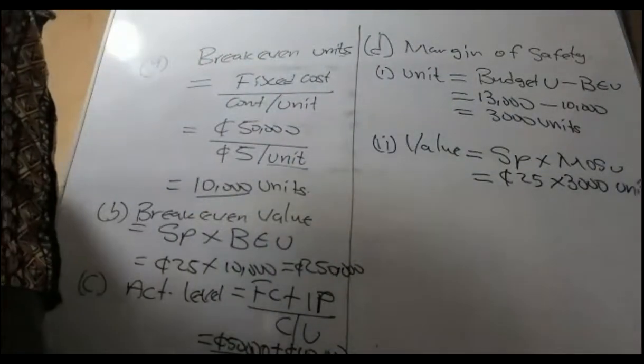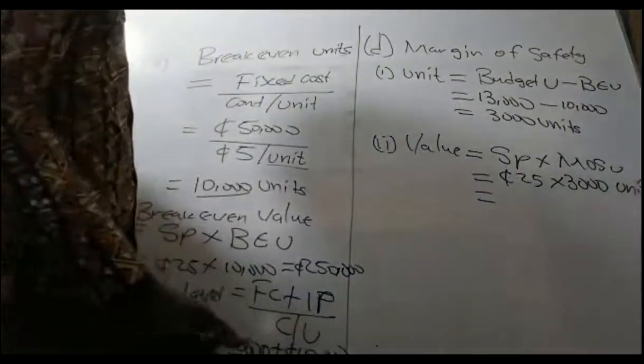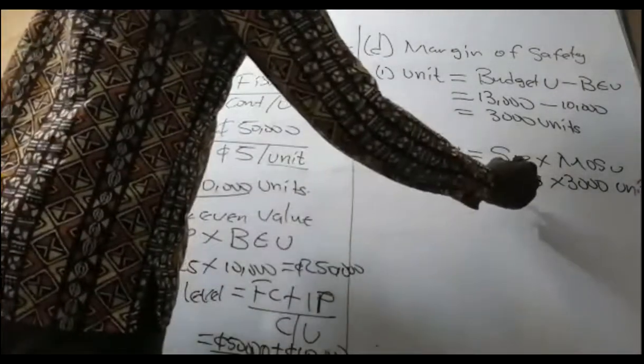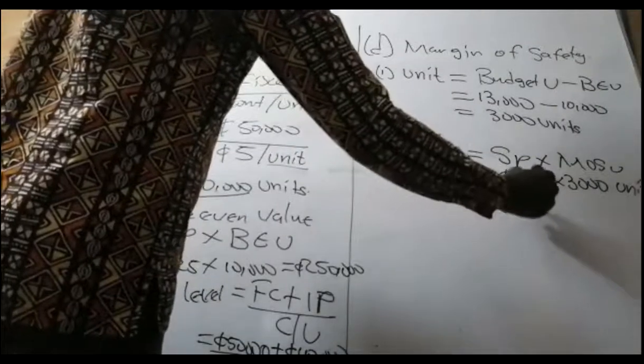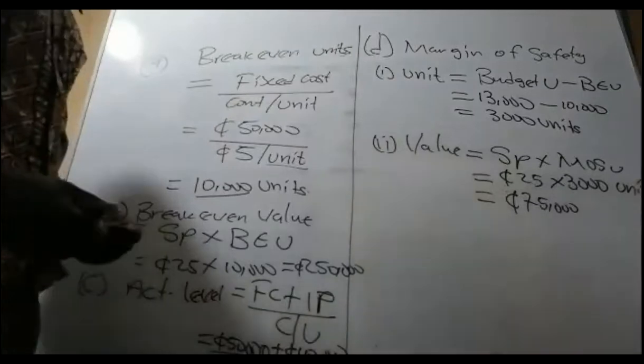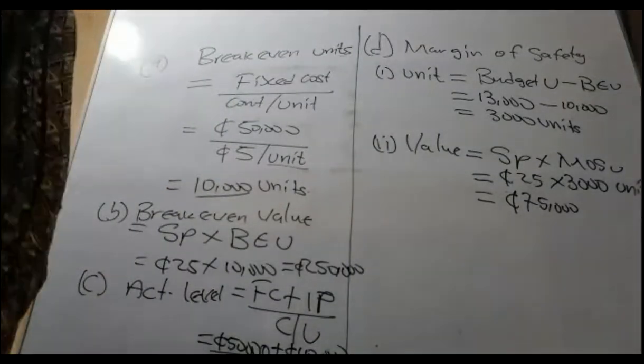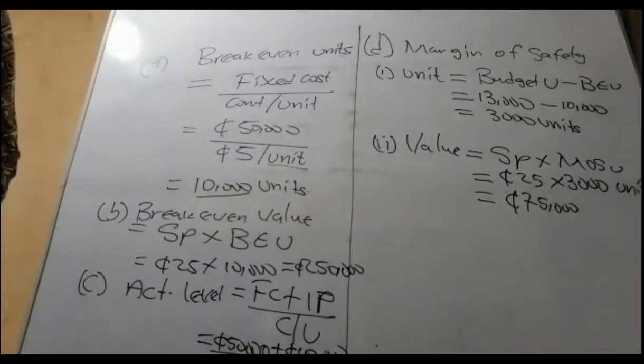So therefore, the answer will be what? So that will give us 75,000. Ghana cedis, not units. So that's the margin of safety in terms of what? In terms of value. Now let's see, as a percentage.